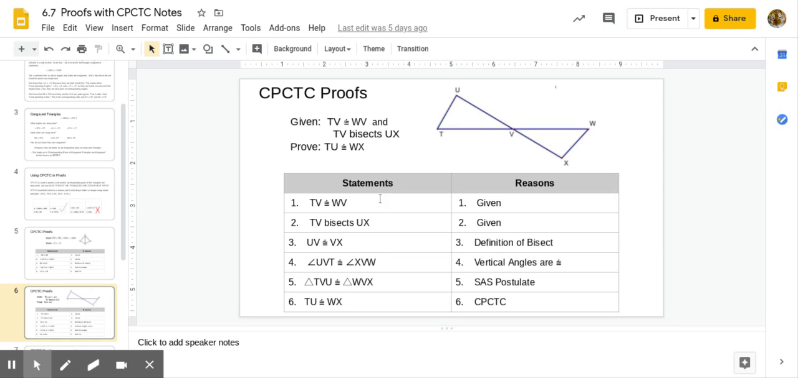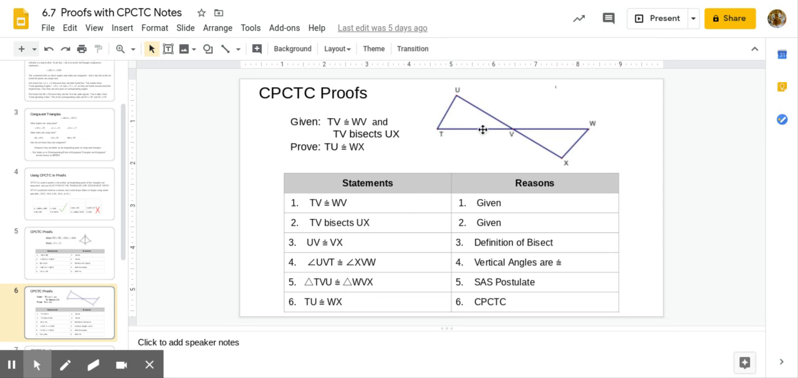Then we are also told that TV bisects UX. So we would just write that, TV bisects UX, given. Now, by the way, when I name these, technically they should have a line segment over the top of them, but I can't get that to show up on my Chromebook. If I was on a Word document, I would, but I haven't figured out how to do that on here, and I don't have math script, so I'm just doing the best I can with my Chromebook. But segment TV bisects segment UX.